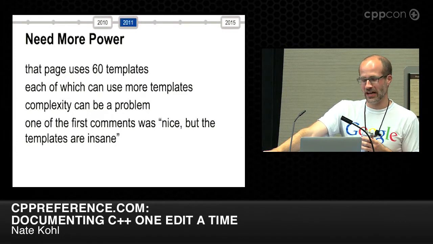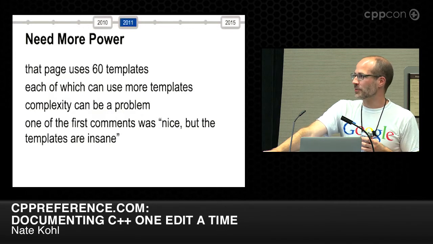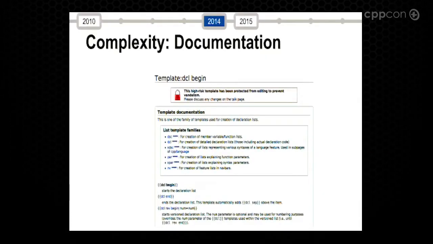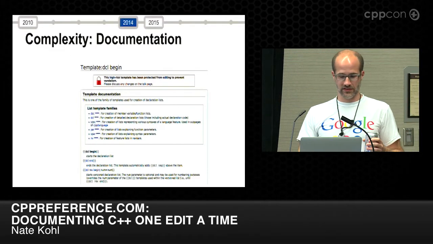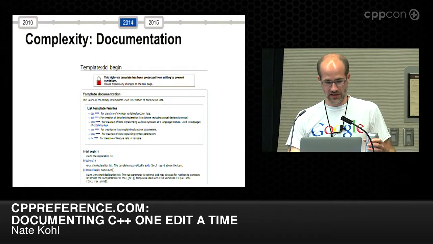One of the first comments we got from somebody who saw the newest version of the site was that it was nice, but the templates are a little bit insane. And this is a problem because we want people to be able to jump in and change the site and improve things. So one of the ways we tried to address this was by adding documentation to the templates. For example, there are these DSC templates, which we use for a lot of our lists. You can see there's a little line here that describes that DSCs are for the creation of member variable or function lists. There's a little documentation for all of the different templates.